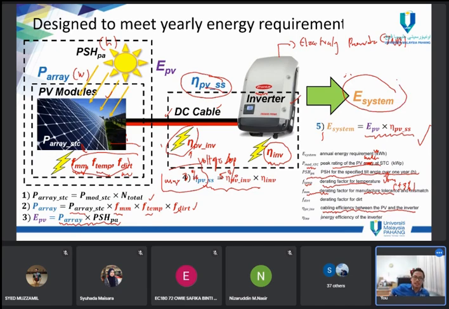So the E system is derived from E PV multiplied with the efficiency of the PVSS, and the detail of the PVSS efficiency comes from all the factors: FTEM, FMM, FDIRT, P array, STC, PSH, and so on. So this is the logic of the derivation of this equation for the third criteria.